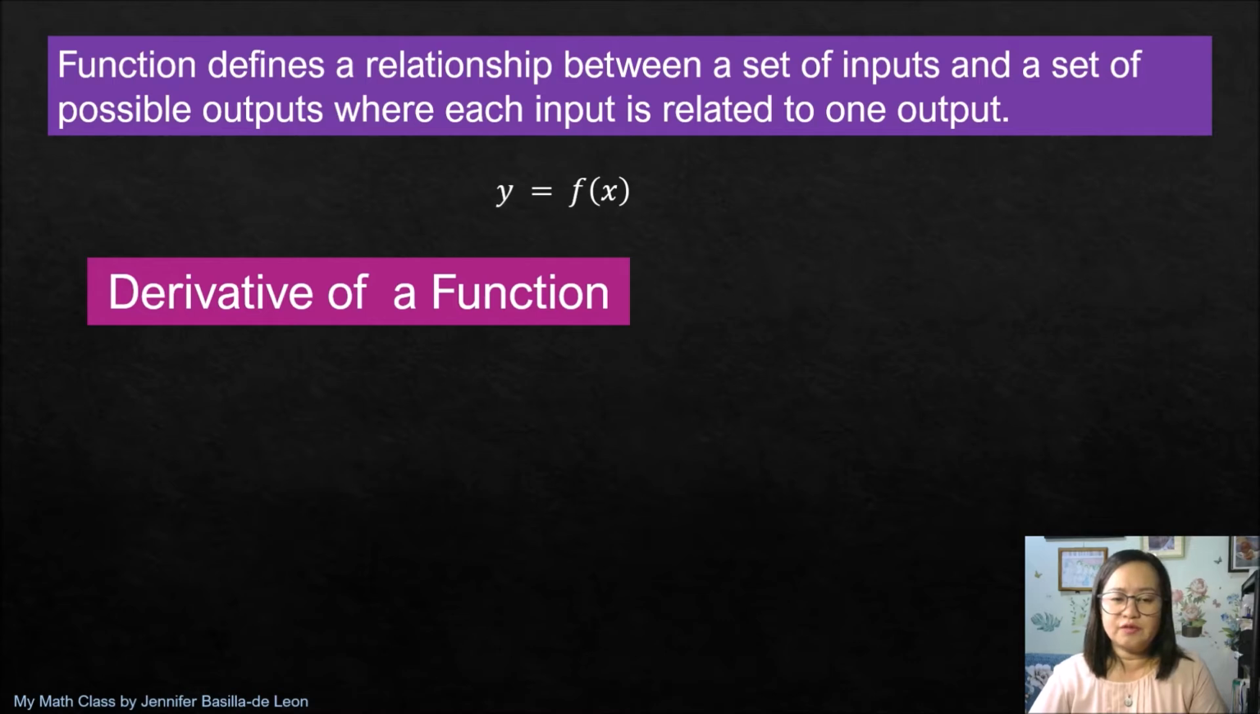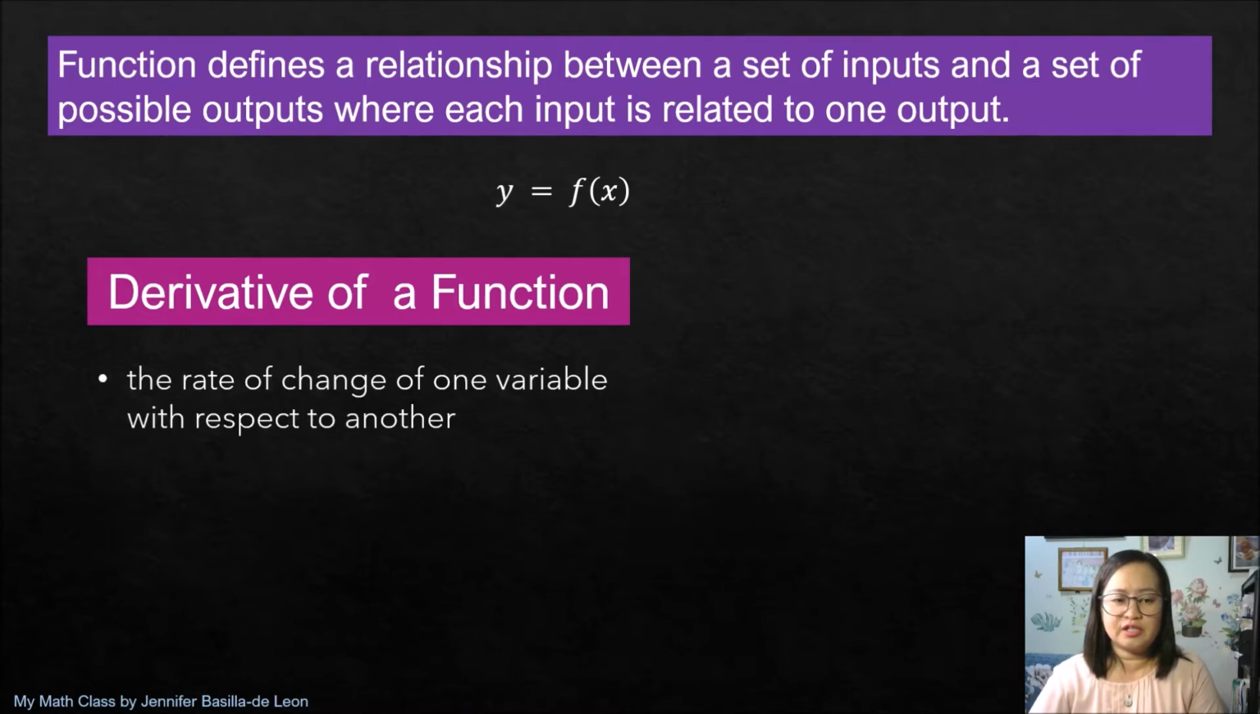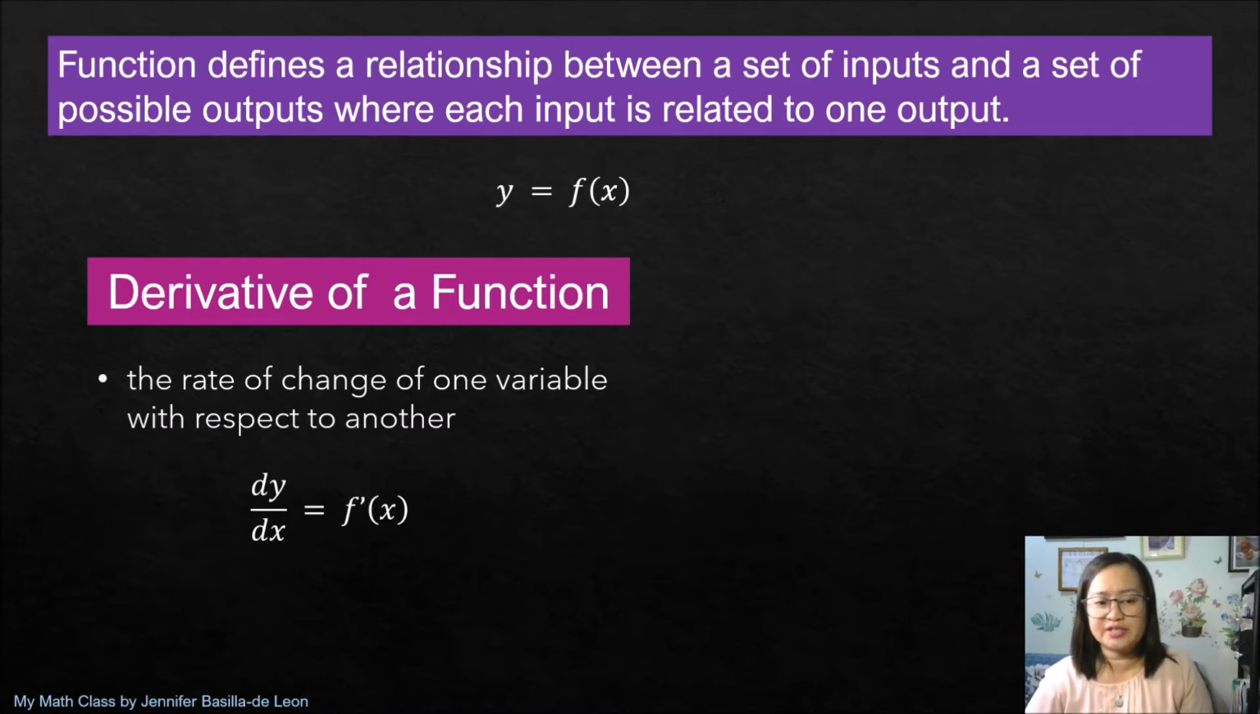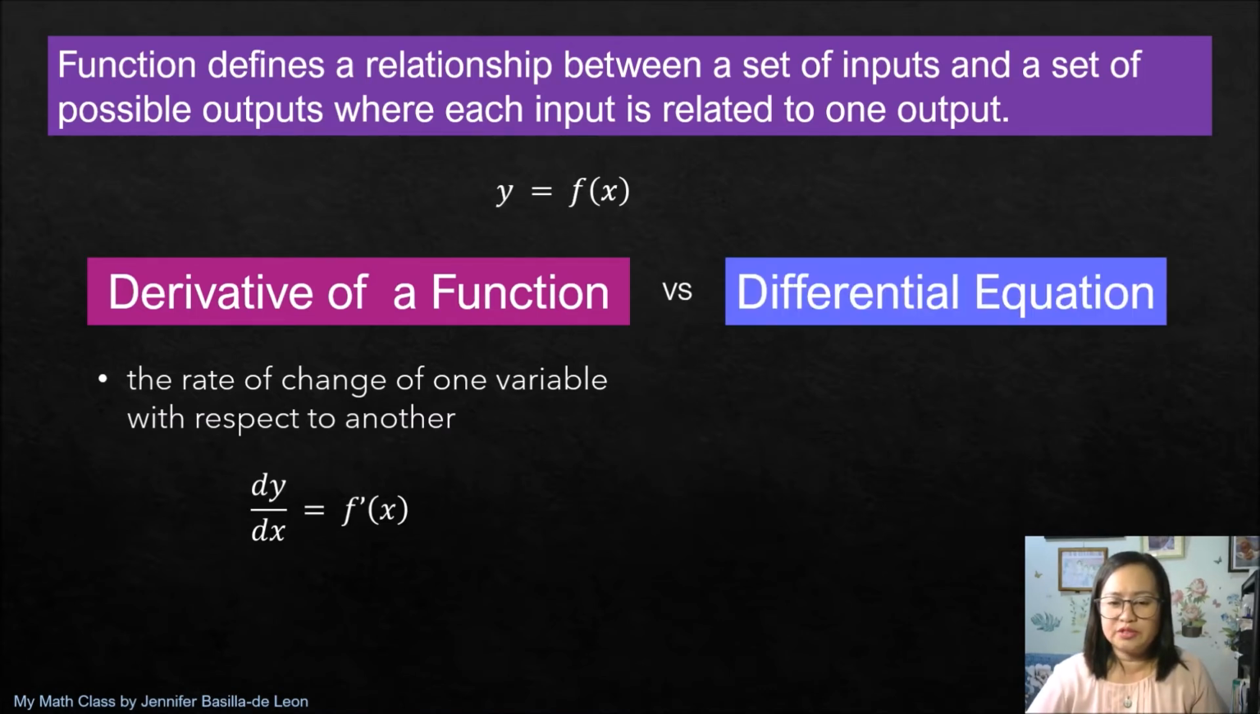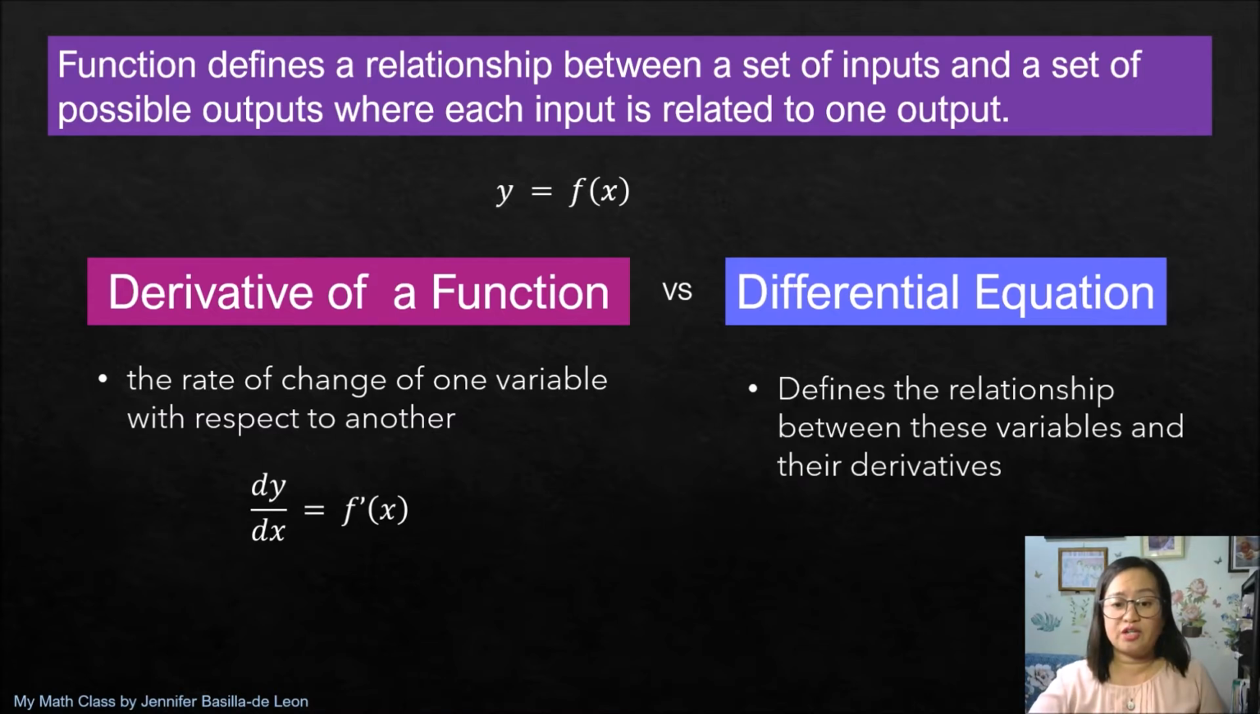Whereas the derivative of a function is the rate of change of one variable with respect to another. In symbols, we write dy/dx equals f prime of x. Whenever we have a differential equation, we have an equation that defines the relationship between these variables and their derivatives. In symbols, we have dy equals f prime of x dx.